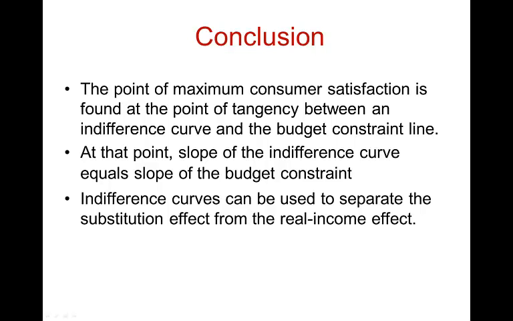So, in conclusion, the point of consumer maximum utility is found at a tangency between an indifference curve and the budget constraint. At that point, the slopes of these two things are equal, and that is how we derive the bang for our buck rule. What we can do then is use indifference curves to separate the substitution effect and the income effect when we talk about changes in the prices of goods.